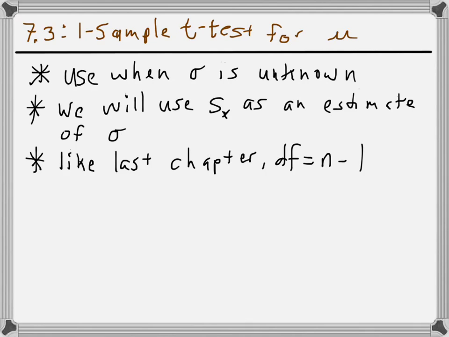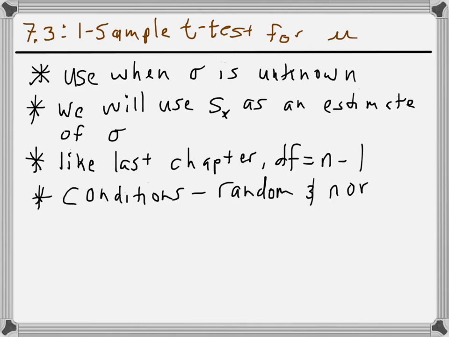Like last chapter as well, the degrees of freedom is going to equal n minus 1. And also like last time, the conditions are going to be random, that is the sample should be random, and normal, and we'll talk about that normal condition in a few moments.